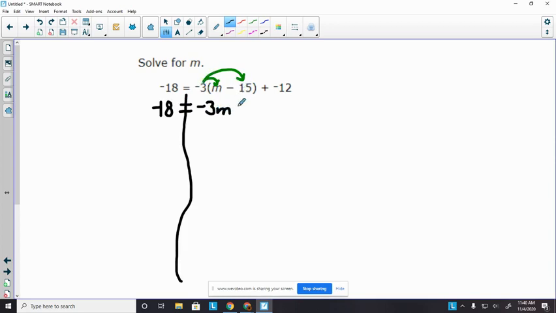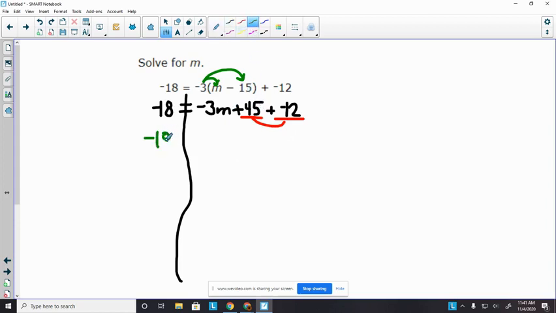Negative 3 times a negative 15 is going to become a plus 45, right? Because 3 times 15 is 45. And then we have a plus negative 12. So we did the distributing move. Now we are looking to combine like terms. So the m term has nothing like it, but these are both constant, so we can combine these together. But everything else will stay the same.